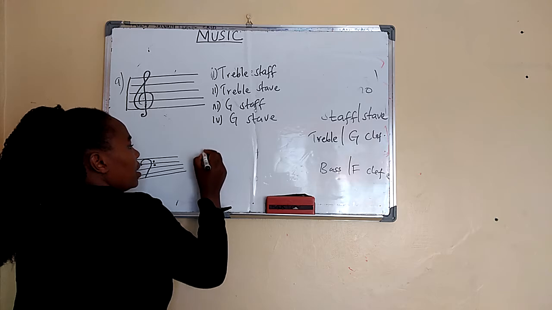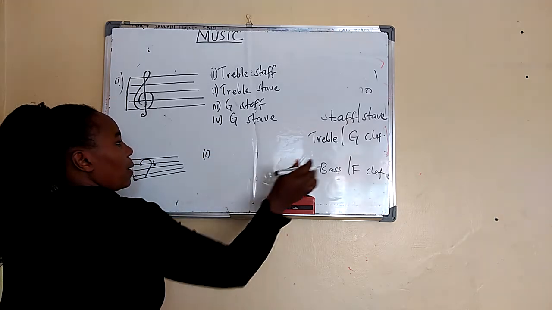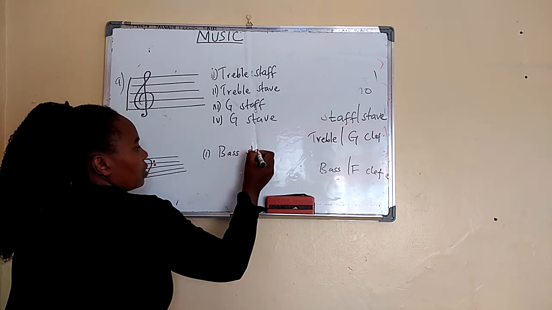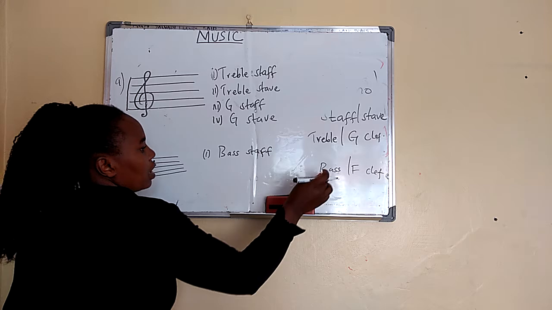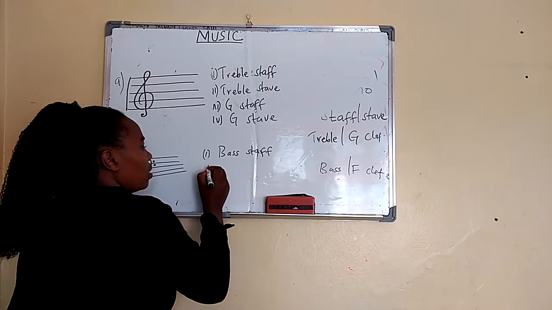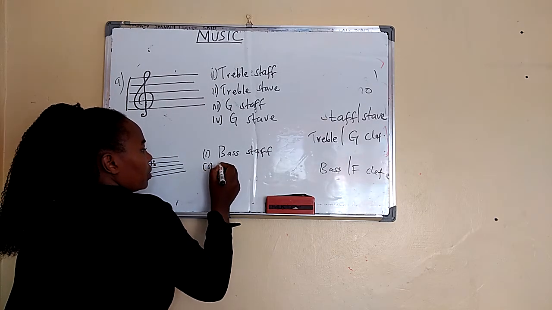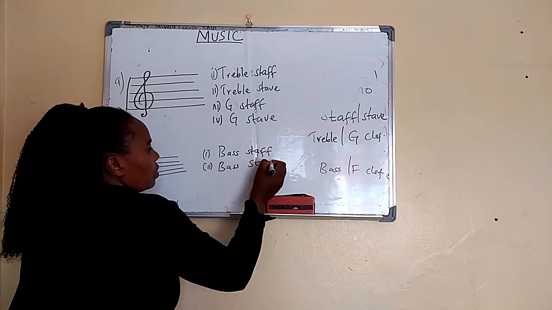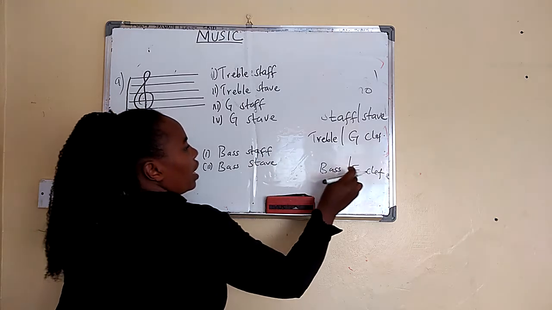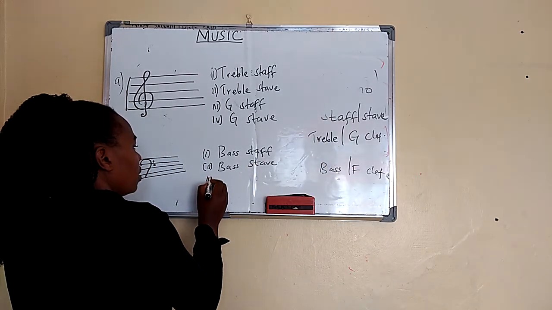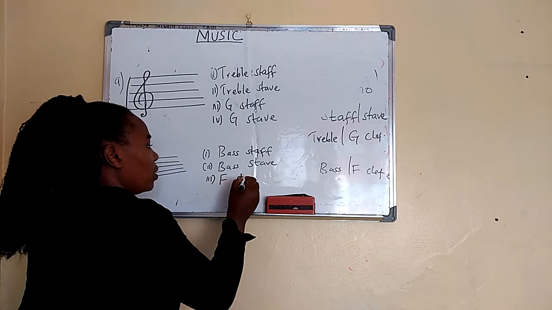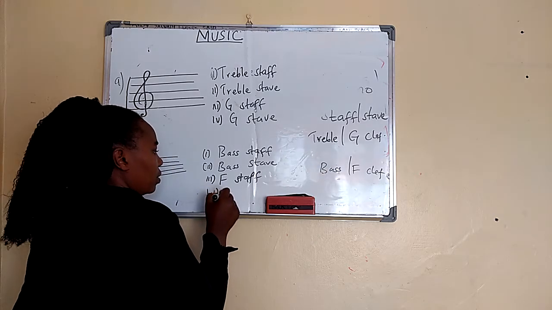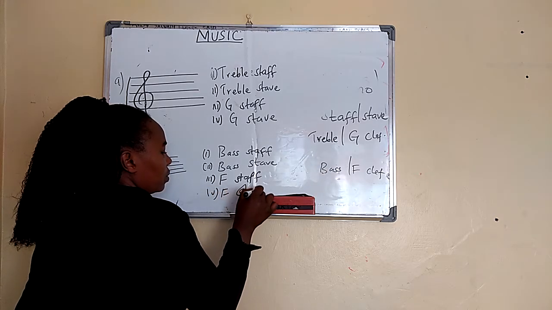So the first one is going to be bass staff. The second one, bass stave. The third one will be F staff. And then lastly, F stave.